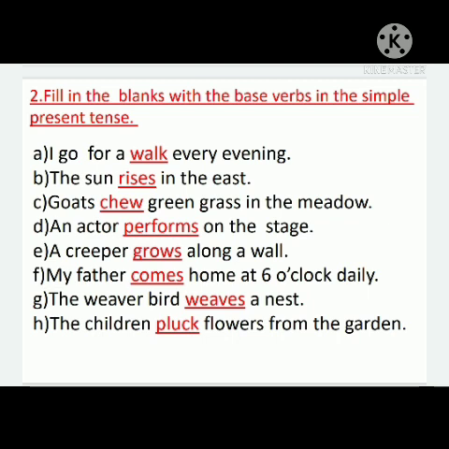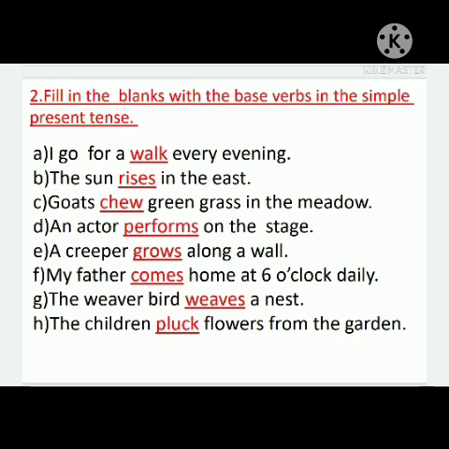Okay, let us start. First one, I go for a walk every evening. Walk is the verb, so walk is the same thing. We have to write only walk. We go for a walk every day. So this is a regular routine, simple present tense.